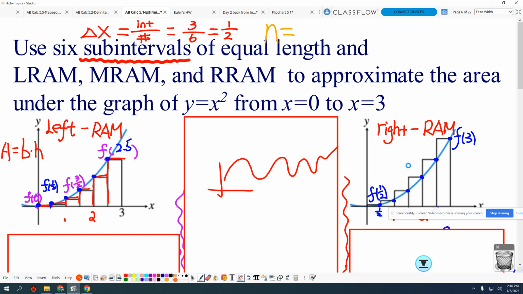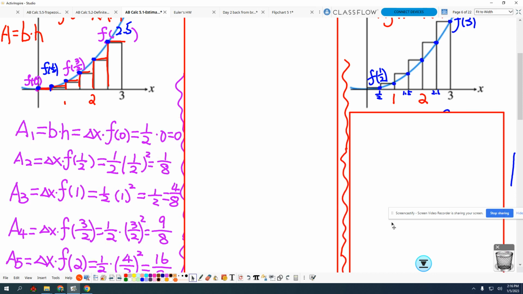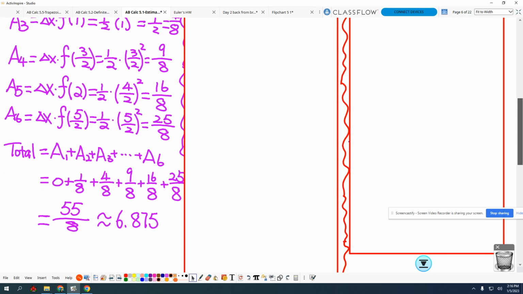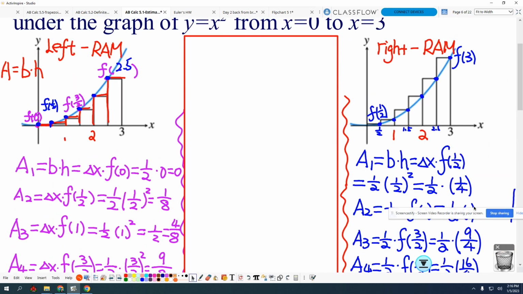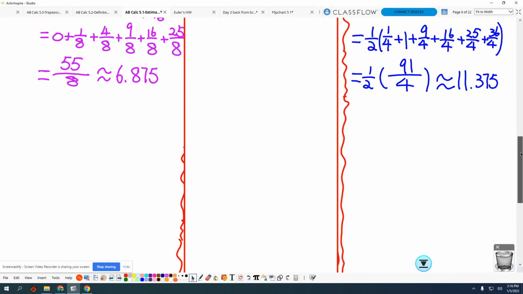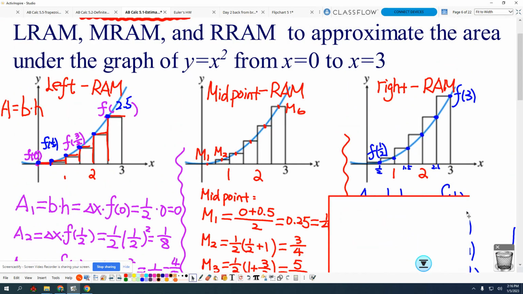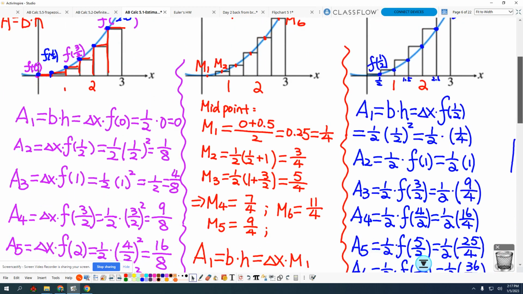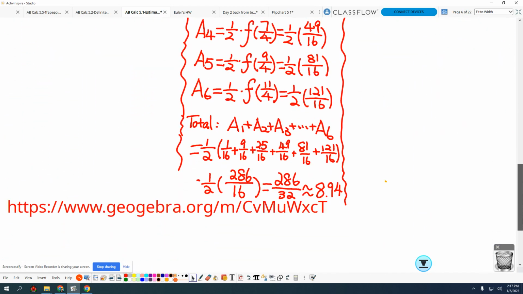So we did a step and using the integral. Hang on. So finishing that problem, if we found all of those areas of all of those rectangles and added them together, using LRAM, we would get about 6.875. If we used RRAM to find all the rectangles using the heights from the right side, we would have gotten 11.375, 11 and 3/8. And MRAM is just such a pain. It would be these guys. And it comes out to about 8.94.